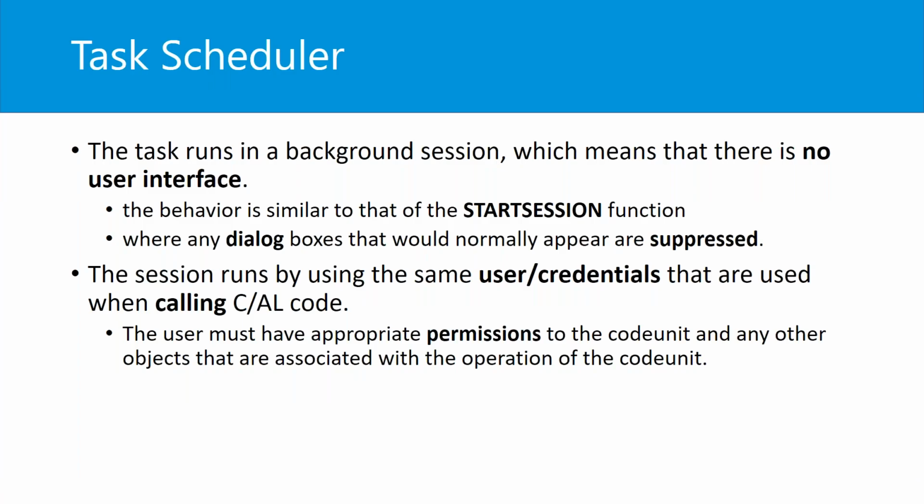So the task runs in a background session. There is no user interface, so it's very similar to the start session function we already had. If there is a dialog box, don't worry, it's suppressed. And the session will run using the same credentials used when calling the code, which means that if the task is picked up by another service tier or it runs something, the user that's used to run that code needs to have permissions on the code unit and any other associated objects with the operation of your code unit.